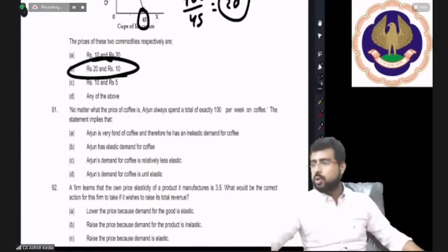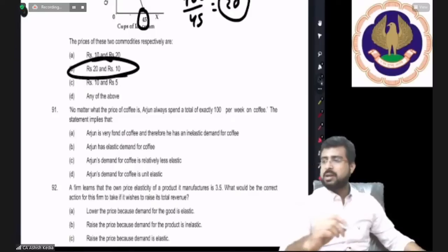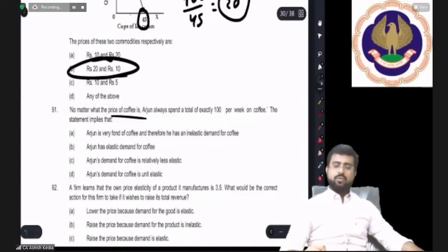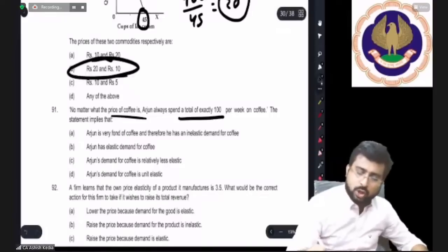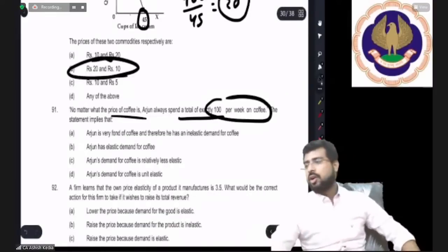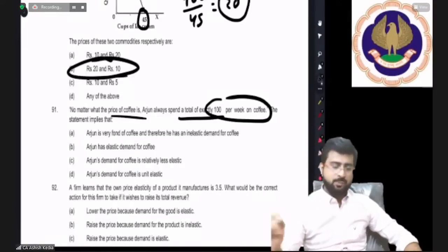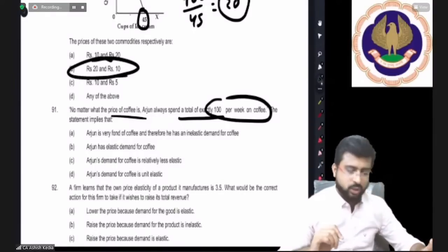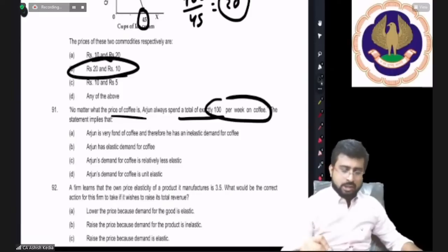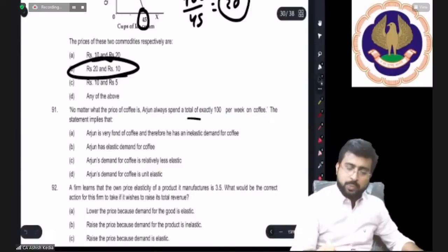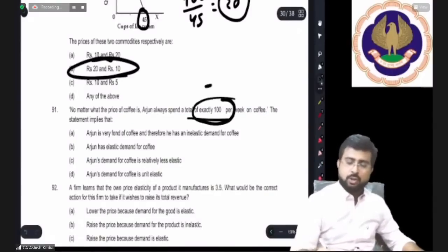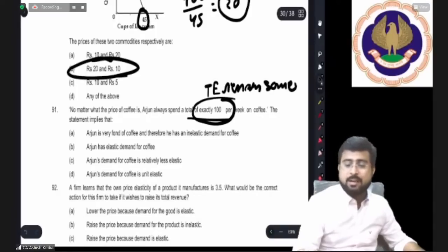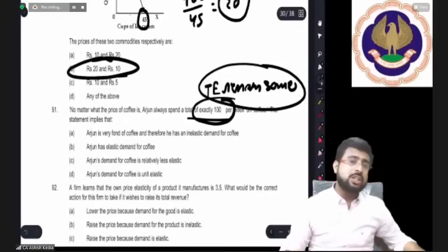So now moving on to number 91. Pay attention, everybody. No matter what the price of coffee is, Arjun will spend a total of exactly 100 per week on coffee. Okay, so Arjun will spend only 100 per week on coffee. Now let's see what they're asking. The statement implies that Arjun spends a total of exactly 100 per week. So total expenditure remains same, no matter the change in price.